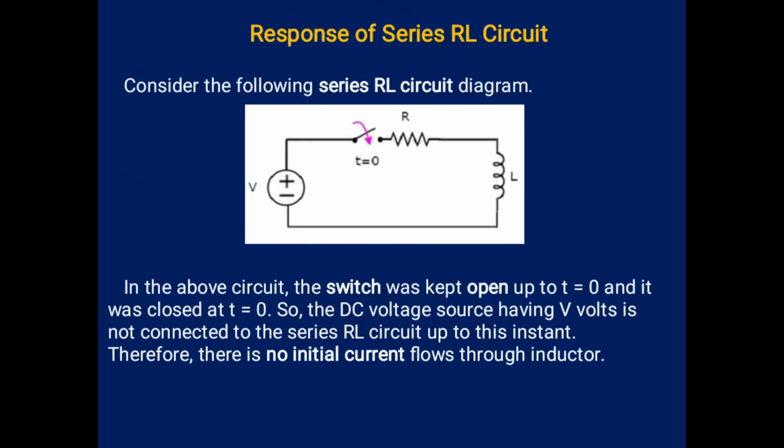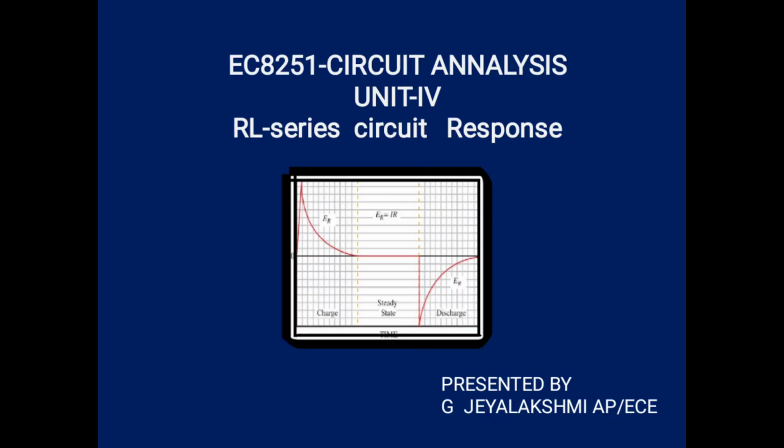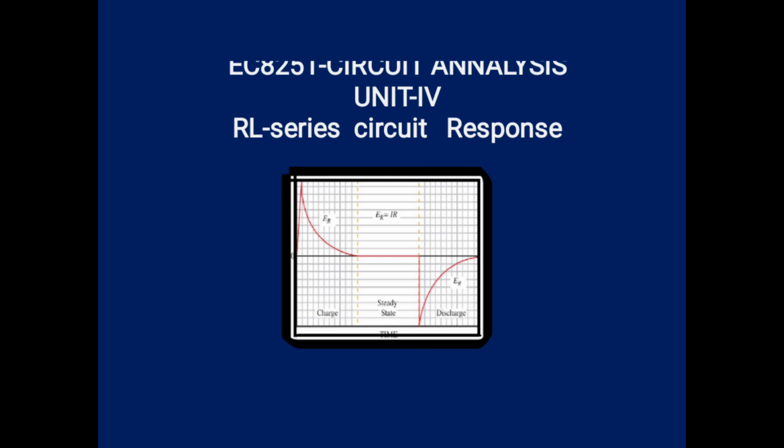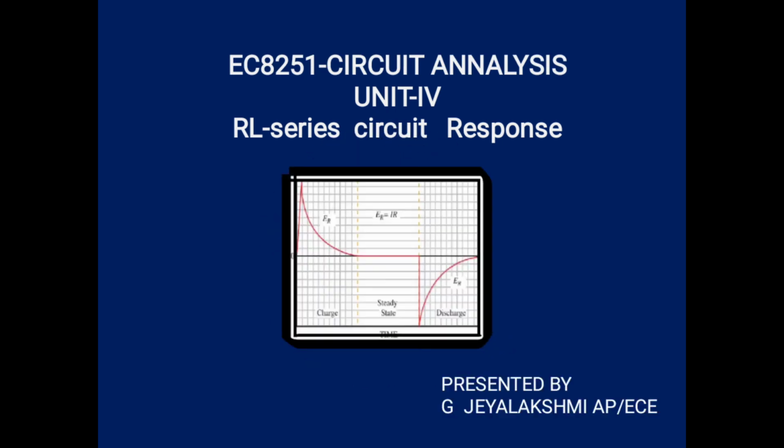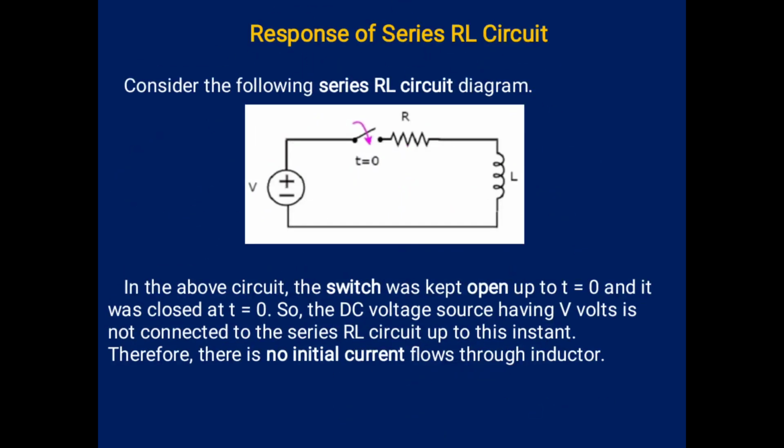This is the circuit for that. We have a circuit with an inductor in series with a resistor, excited by a DC source voltage V. Initially the circuit is at position t equal to 0. That means we are not applying any source. It is in the open position.